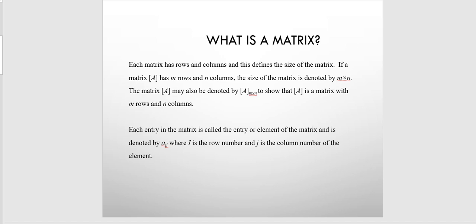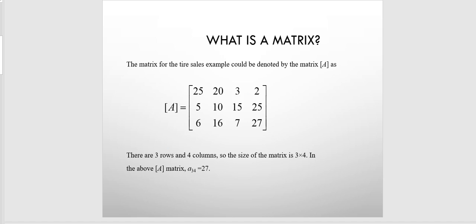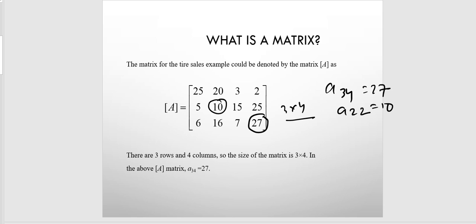Okay, next. Now each matrix has rows and columns, and the basic thing I've already explained. Now this is another formation of a matrix. It's a 3 cross 4 pattern. And if I write A3,4, that is third row, fourth column. This position is A2,2, and that is equal to 10. This is equal to 27.